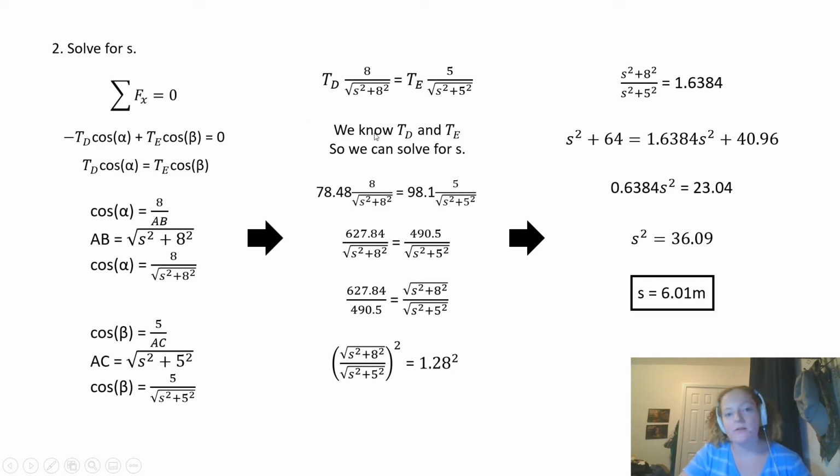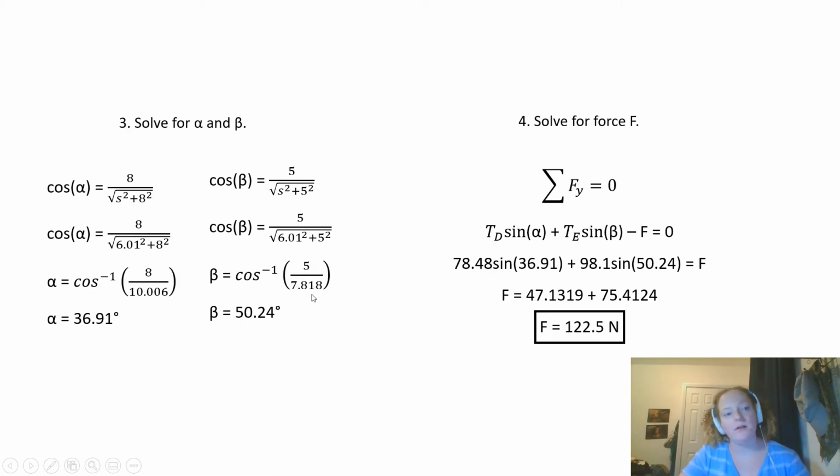And then we know tension of D and E, which was just our weight, so we can solve for S. We just put in the 78.48 for tension D, 98.1 for tension E, and then we just isolated S, got S by itself. So we ended up with S is equal to 6.01 meters. So that's the first part of our problem.